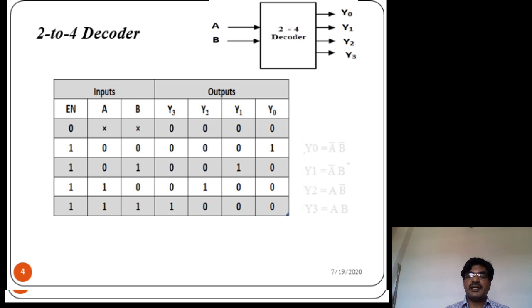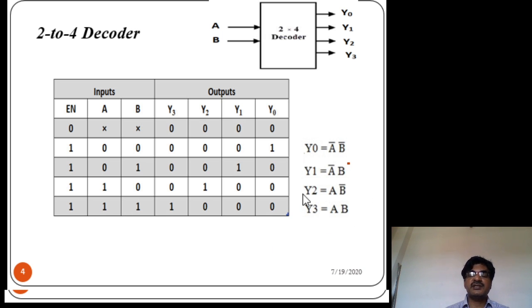Now the realization of the 2 to 4 decoder using gates. Before going to realize, it is better to write the Boolean equation for each and every output. Let us see the Boolean equation for Y0. Since Y0 is 1 when inputs are A equal to 0, B equal to 0, for Y0 you can write the equation Y0 equal to A bar B bar. Similarly, Y1 equal to A bar B, Y2 equal to A B bar, and Y3 is just AB. Like that you can write the Boolean equations.